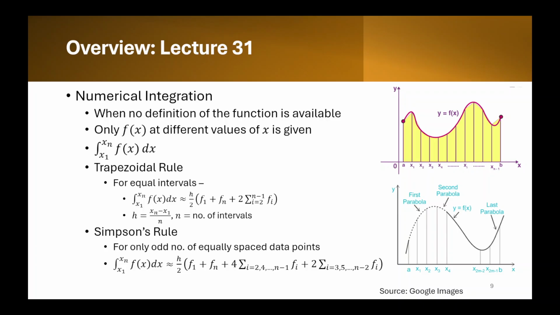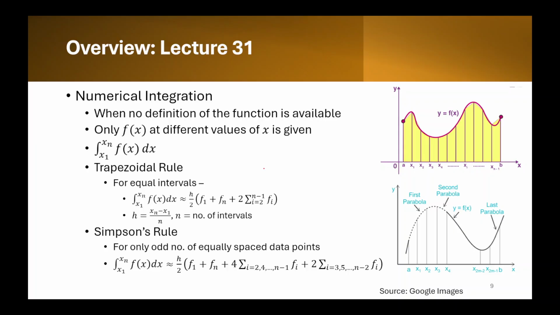So now we move on to lecture 31, which dealt with numerical integration. Whenever there is no definition of the function available, and only f(x) at different values of x is given, this is your y equals f(x). Suppose this is a curve, y equals f(x), and you don't know the mathematical expression of this curve. You only know the value of f(x) at different x's. So how to compute the area under the curve? You can use two ways, which are the trapezoidal rule or the Simpson's rule.